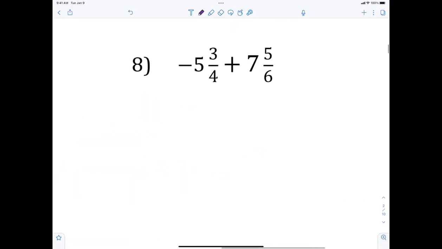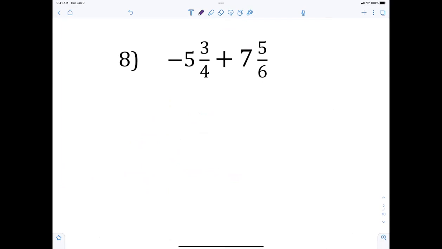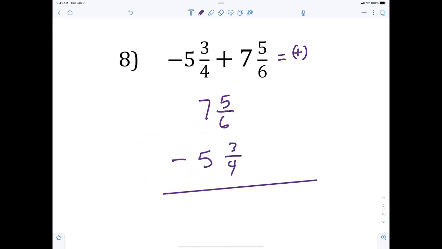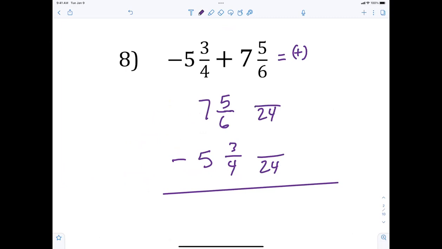All right, number 8. Here we go. Sadie, you're up. Tell me what to do here. Am I adding or subtracting? Exactly. Is the answer going to be positive or negative? You are amazing. All right. I like to put positive just to remind myself. So here we go. 7 and 5/6 minus 5 and 3/4. What's the common denominator, please? You're amazing. 24, 24. Okay. Oh, hold on. Yes. Let's just do 24.